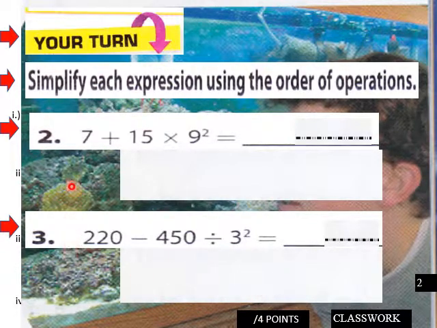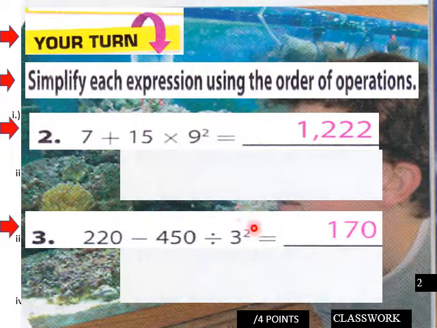Okay, welcome back, everybody. And then this is 52, because our first operation would be our squaring here. 9 squared would be 81. And then down here, again, it would be squaring. We'll do our squaring first, would be 9. So 450 divided by 9 would be 50. 220 minus 50 would be 170 for that. And then here's a workspace down here. Teachers, you can do the work or call a student to the board to have them do the work here.